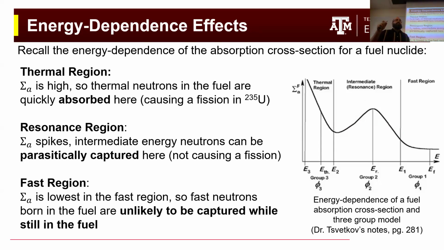So most neutrons are born fast. At the fast energy, the absorption cross section is low. So it's very unlikely that a neutron is born fast and it gets absorbed in the fuel. What's more likely is that it escapes the fuel, it moves around, and then it meets another fuel pin sometime later. So that's just the variations of these cross sections in each region.